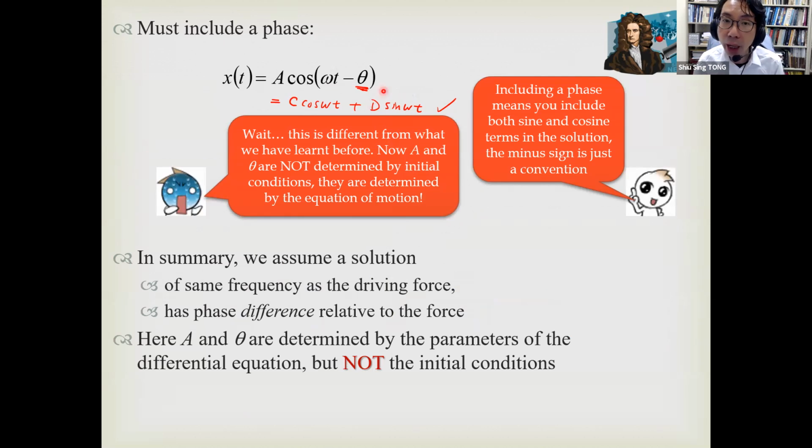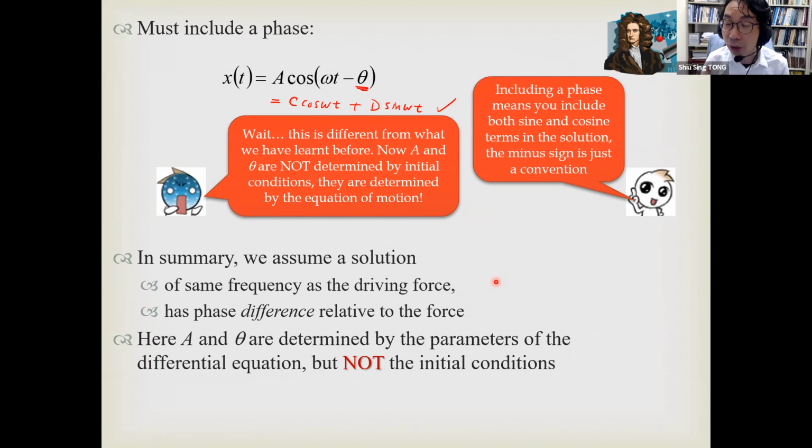Why don't we have the initial condition here? It's because the solution that we are looking for now is not the general solution. It is only a particular solution that describes the steady state oscillation. So the steady state oscillation does not involve the initial condition. It is only a steady state oscillation that the system stabilizes into after a long time. So it forgets about its initial condition already.